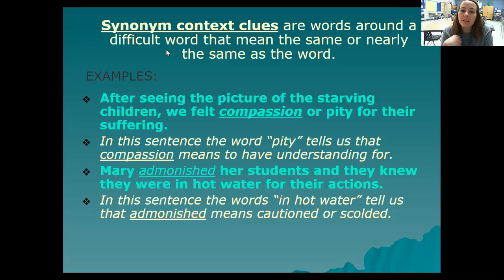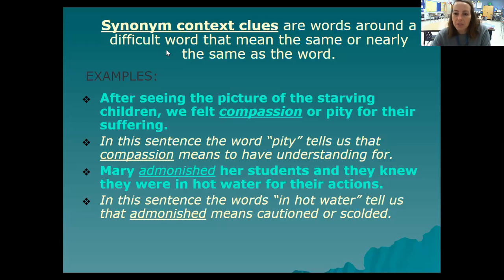It says, Mary admonished her students, and they knew they were in hot water for their actions. So the difficult word was admonished. That might be a new word for you. You may not know what it means, but the author gave us a synonym, or actually kind of a group of words that act as a synonym, in hot water. And that means that they were cautioned or scolded, or the students were in trouble. They had done something wrong, okay? So a synonym context clue is when the author gives us a word that means about the same thing.